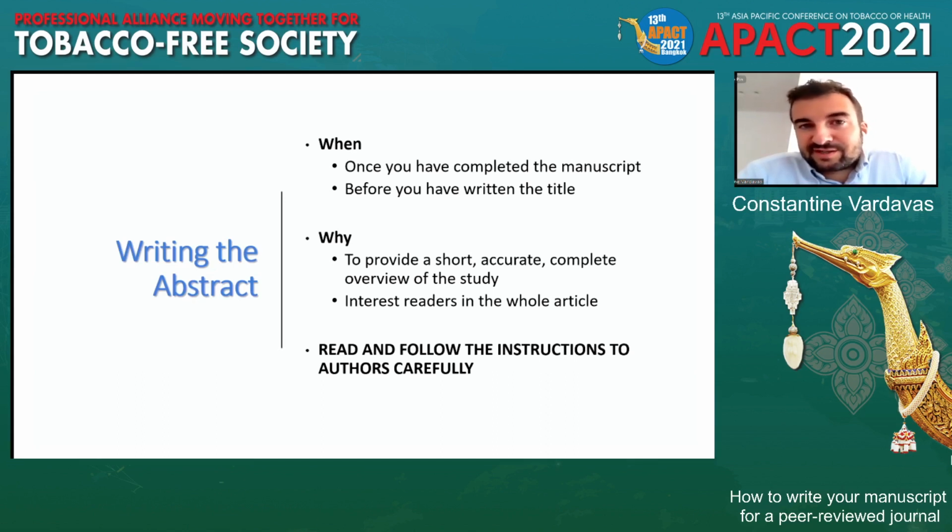Same thing with the abstract. If the abstract is interesting, then you're compelled to read the manuscript. So you write the abstract once you have completed the manuscript, but before you've written the title. The title is right at the end.